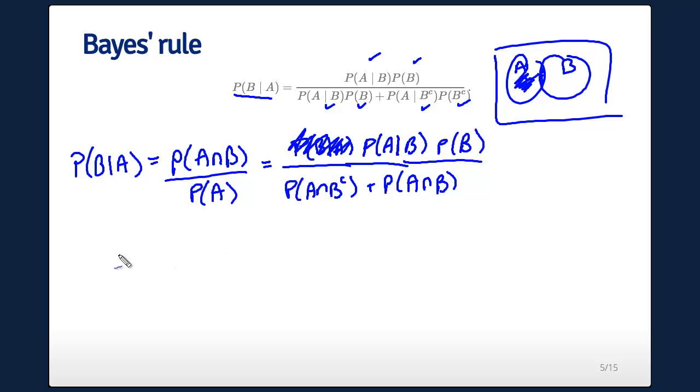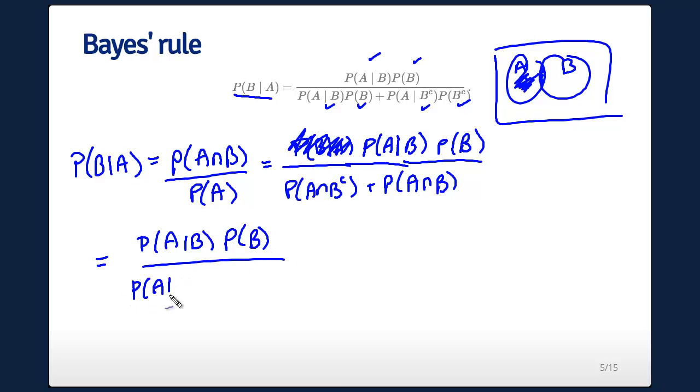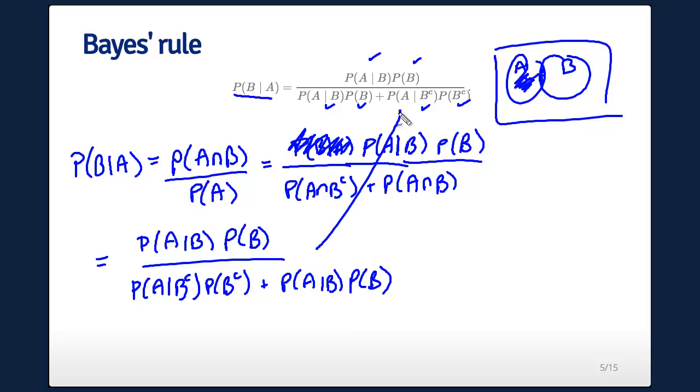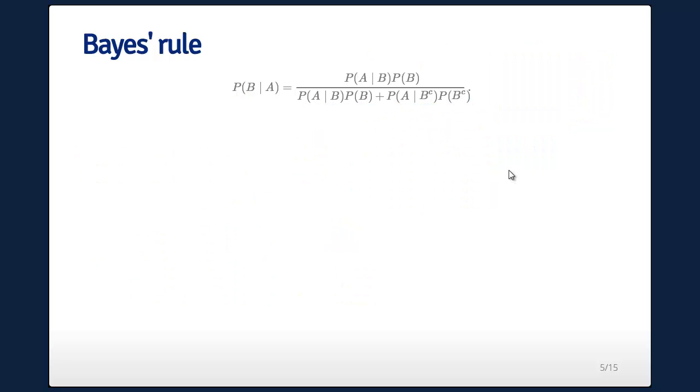So let's look at this denominator. Here we have the probability of A given B times the probability of B. And this we can now write as the probability of A given B complement times the probability of B complement, plus the probability of A given B times the probability of B. And that's that. So now we've arrived right back at that formula. I think I reversed the order of those two things in the denominator, but it doesn't matter what order you add them in. So that's proving Bayes' rule.